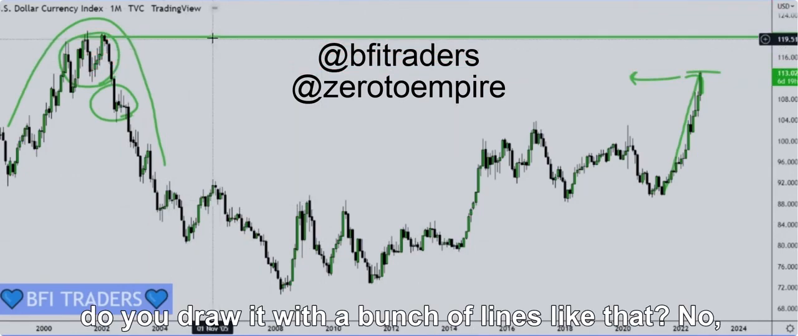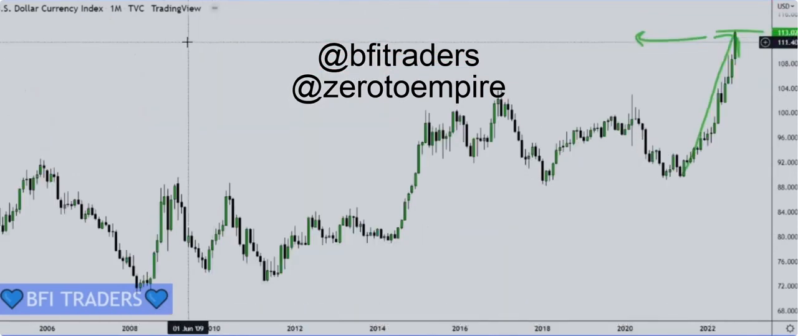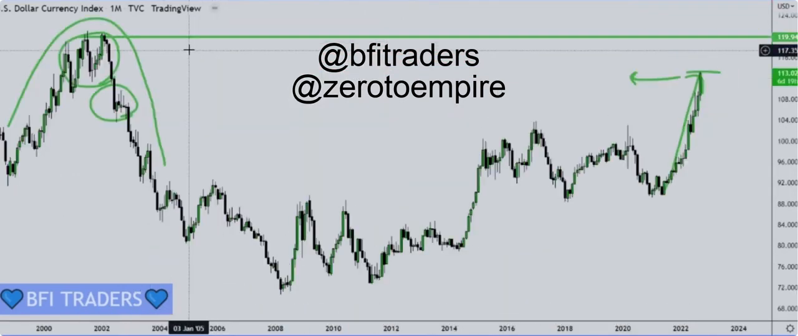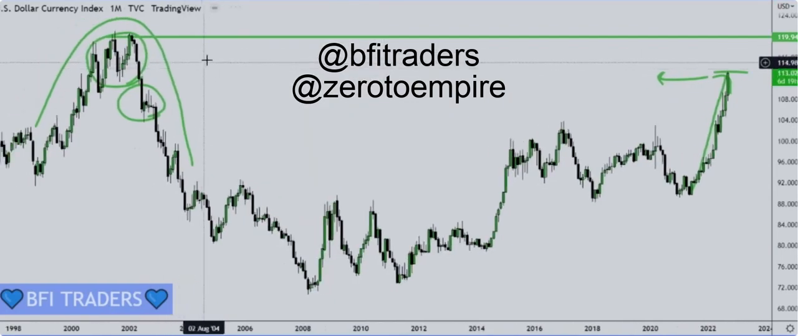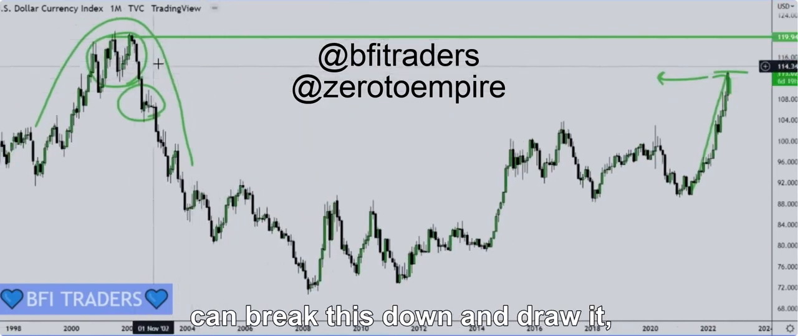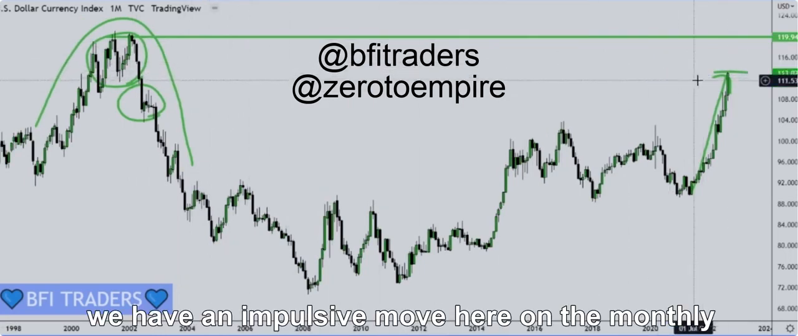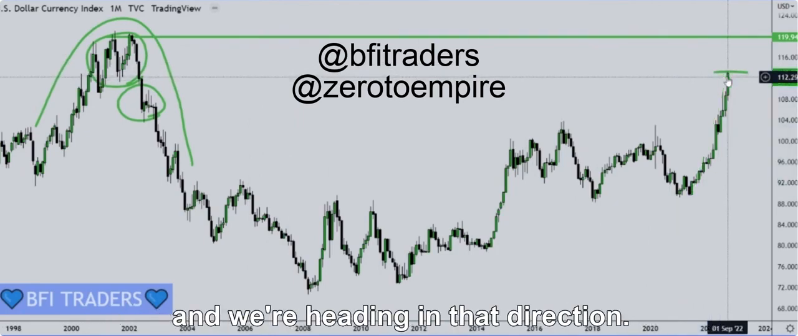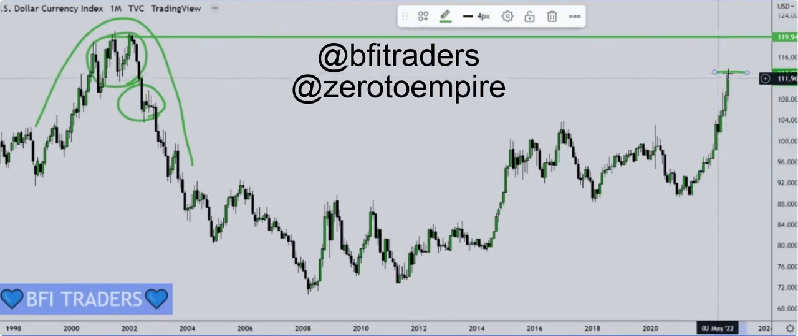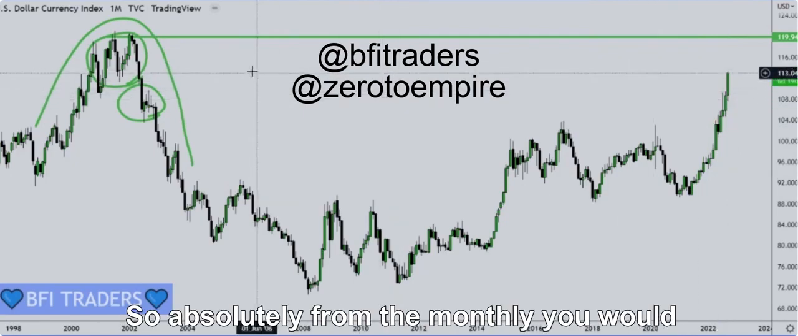Now, do you draw it with a bunch of lines like that? No, not really. There's different ways we can break this down and draw it. But the point is, we have an impulsive move here on the monthly, and we're heading in that direction. Okay, so absolutely, from the monthly, you would.